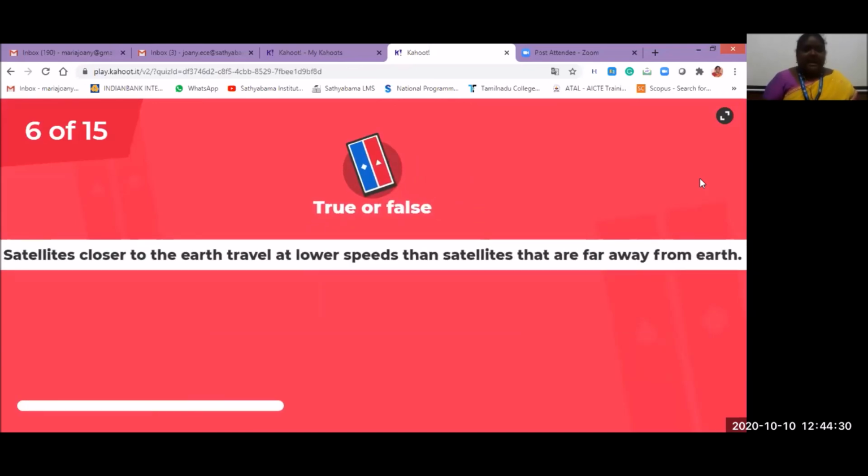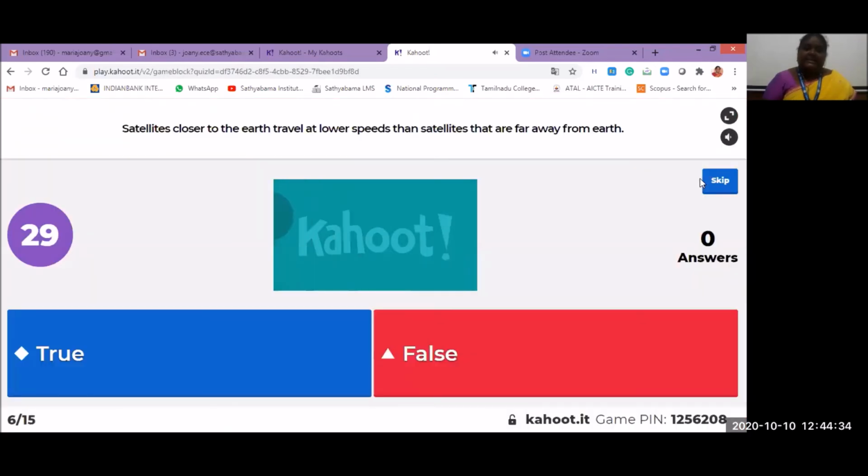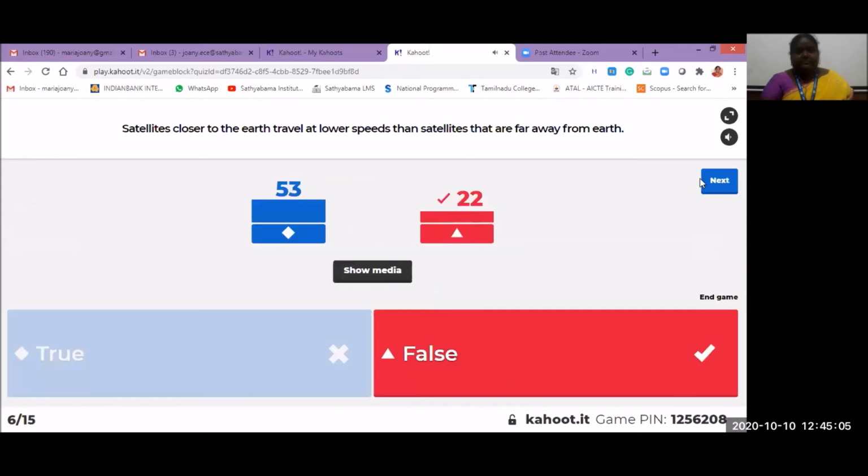Next one, the satellites closer to the Earth travel at lower speeds than the satellites that are far away from the Earth. Only 22. See, it is actually false. What happens when they are very closer to the Earth? The speed of the satellite will be very high. It has to be high in order to overcome the Earth's gravitational pull. Is it clear?